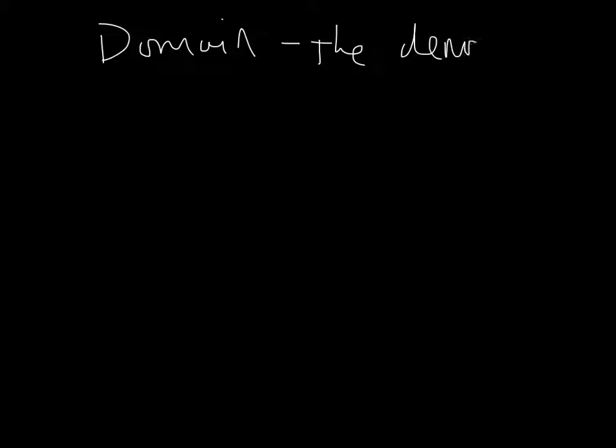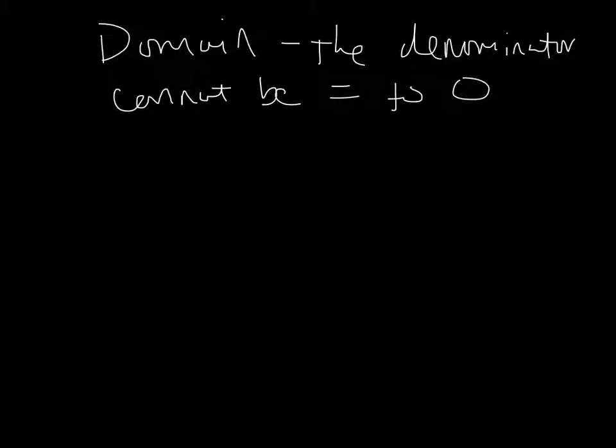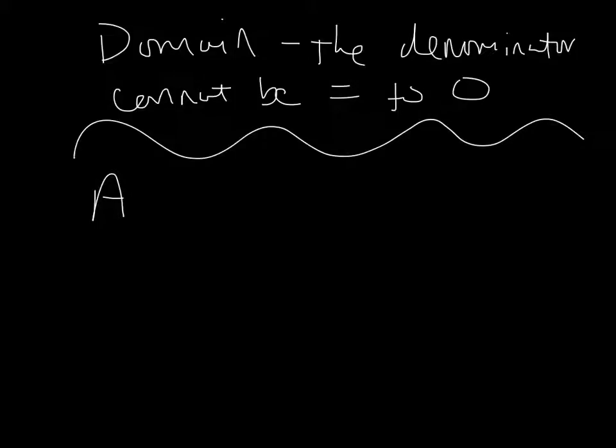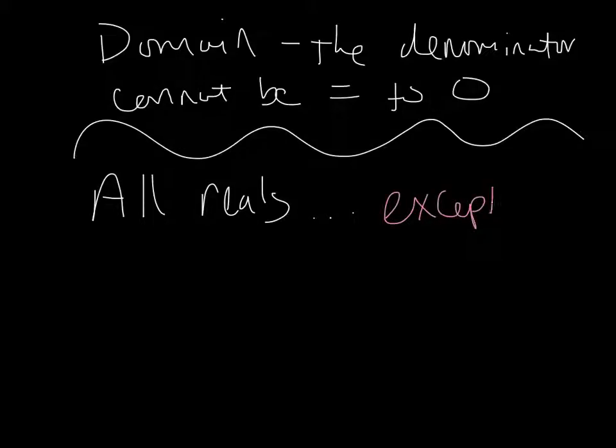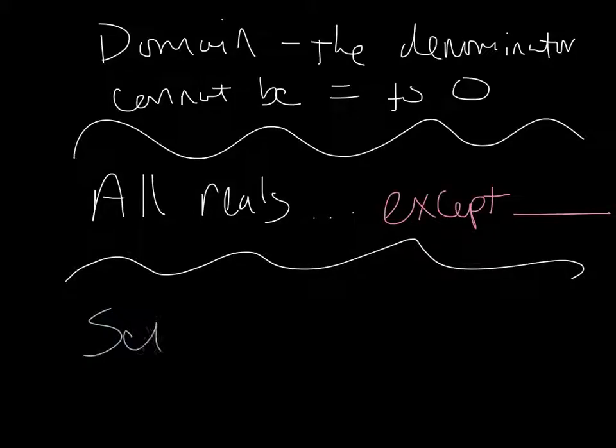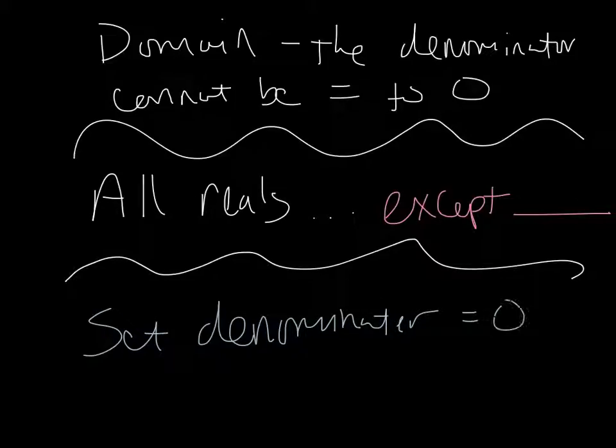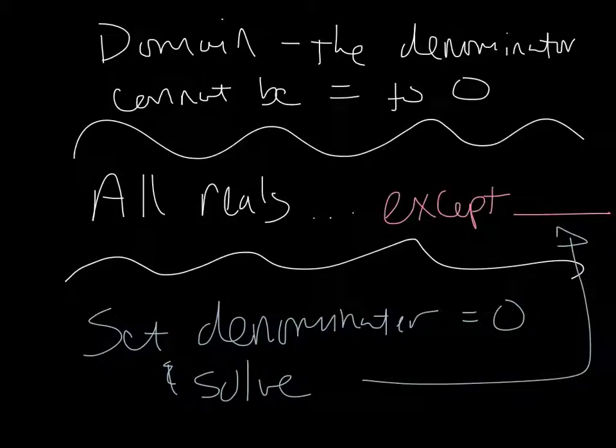the denominator cannot be equal to 0. So remember the phrase we always used before, all reals. And then sometimes we include the phrase except, and we'll list out these numbers. So anytime we're trying to find the domain, our one rule of thumb is to set the denominator equal to 0 and solve. And when we do that, these answers here will go there.